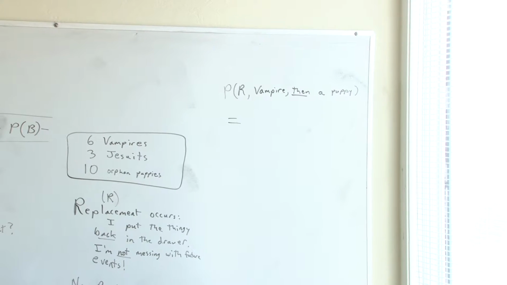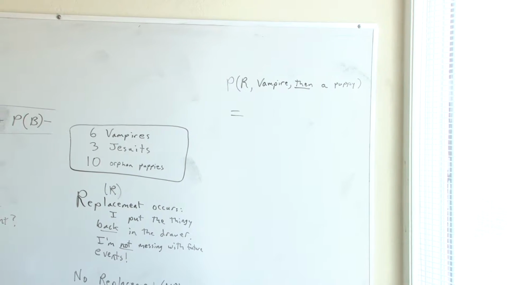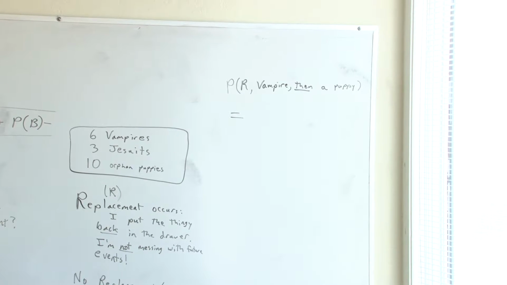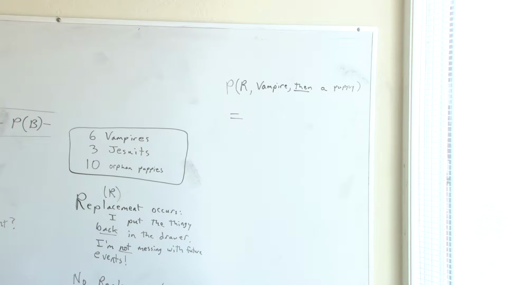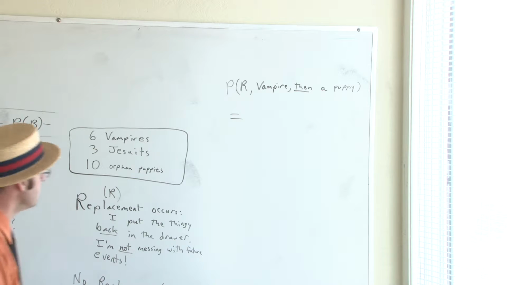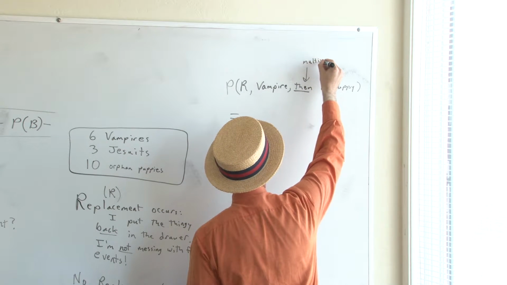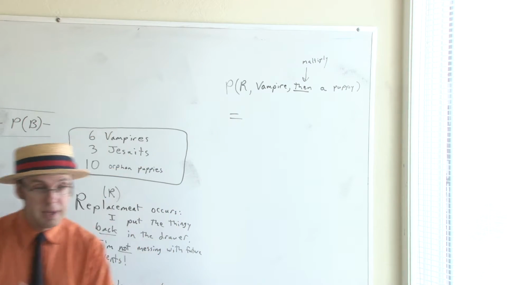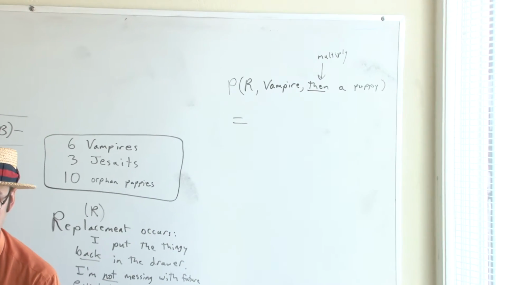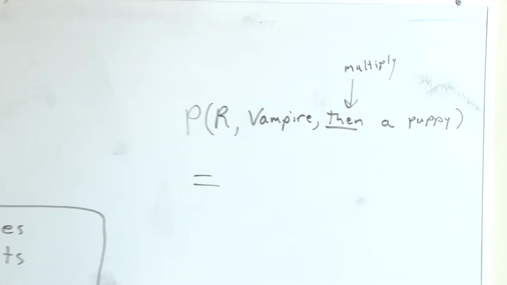So whenever I see the word then, it's going to be multiplying the individual probabilities. When I see or, it usually means add. When I see then or and, it usually means multiply. So this is my key word that I'm going to be looking for to key me into the fact that I'm doing multiply-y type stuff rather than add-y type stuff.